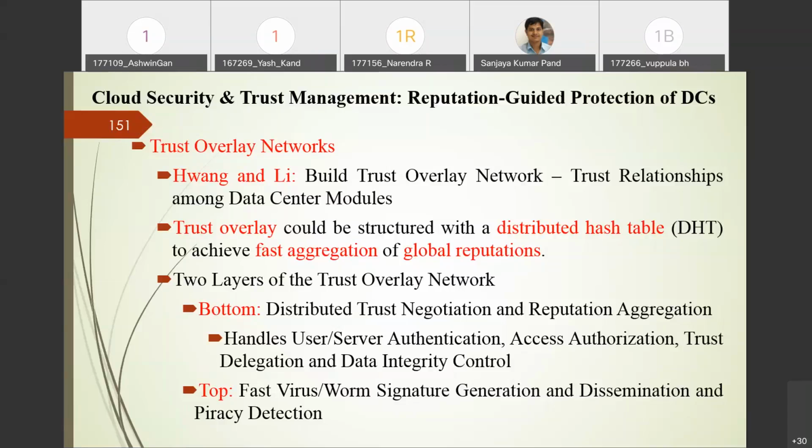So the trust overlay network has two layers. In the top layer, you are dealing with signature generation, dissemination, and piracy detection. But in the bottom level, you are handling the server authentication, right? The bottom layer is always the hardware layer, right? That's why server authentication, user authentication, authorization, trust delegation, and data integrity come under the responsibility of the bottom layer.